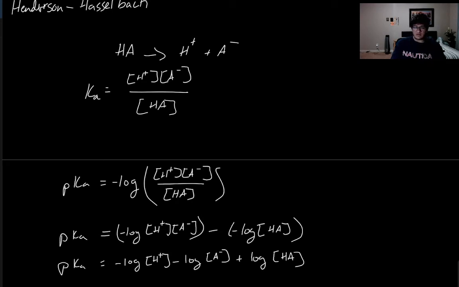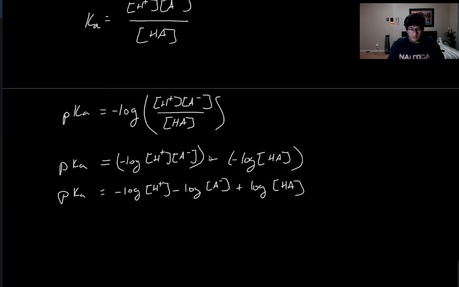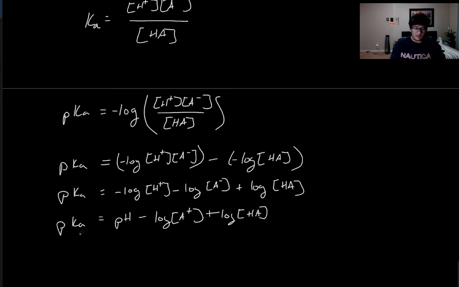Now I want you to notice something in this equation we just got. What is negative log of H plus? It's pH. So we can write that as pH, and now we just have negative log of A minus plus log of HA. The fun doesn't end there though. We're going to reverse pH and pKa, moving them to different sides of the equation to get negative pH equals negative pKa. And I'm too lazy to write this part out again, so I'm just going to duplicate this, if I can find out how to.